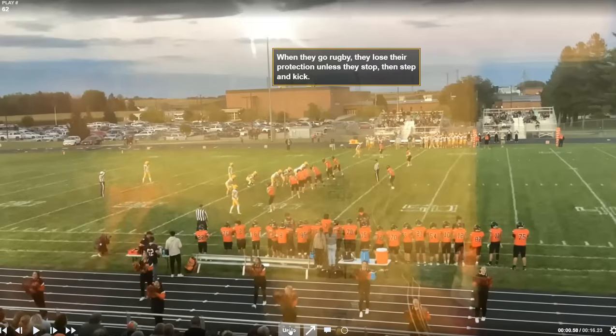Okay, this is an interesting one. Remember, I've talked about this before. When they go rugby, they lose their protection. The only way they're going to get that protection of roughing the kicker or running into is if they pretty much stop, then take a step, and then kick, which would be your normal motion if you're a punter. So remember, the rule in high school is it's got to be obvious a kick would be made, and that's when it's going to be obvious.